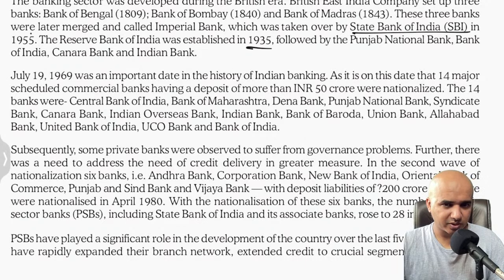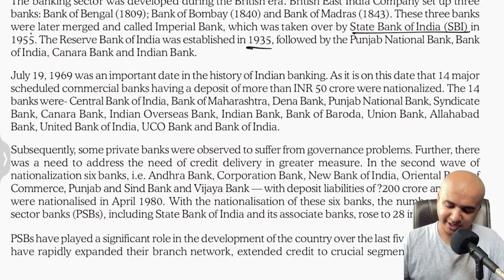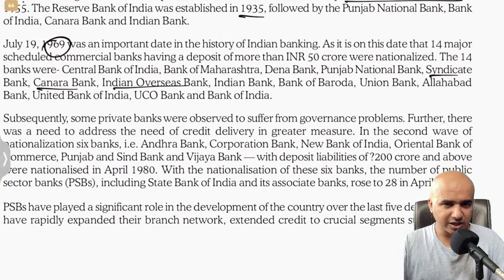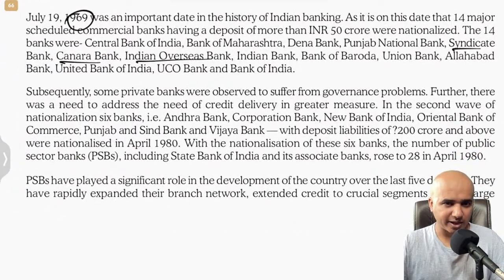Bank of Maharashtra, Dena Bank. All these were private banks, but now they became nationalized banks. Punjab National Bank, Syndicate Bank from Karnataka, Canara Bank again from Karnataka. Then we have Indian Overseas Bank, Indian Bank, Bank of Baroda, Union Bank, Allahabad Bank, United Bank of India, UCO Bank, Bank of India. Oh my goodness. So many different banks were nationalized. That happened in 1969.